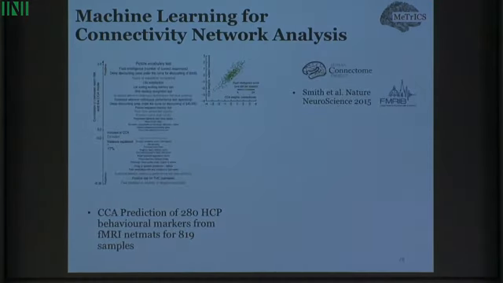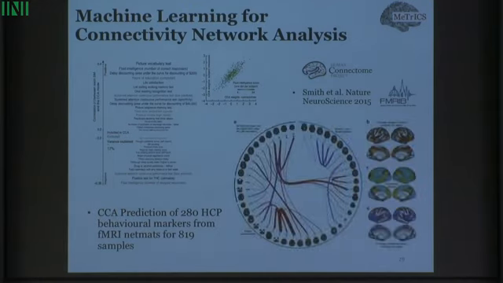We don't have to perform supervised learning. So in this study by Steve Smith from FMRIB in Oxford, he used canonical correlation to compare functional connectivity networks for 119 subjects with all of the HCP demographic and behavioral markers. This found one strong mode that associated fluid intelligence with strong functional connectivity across all of the brain, and particularly in the default mode network.